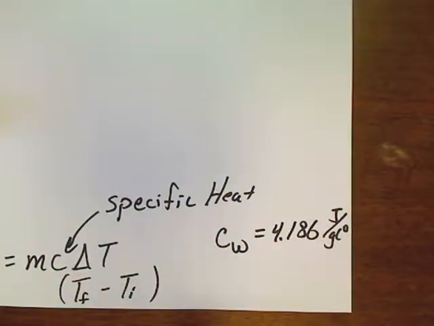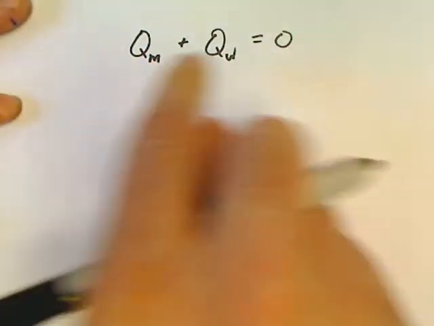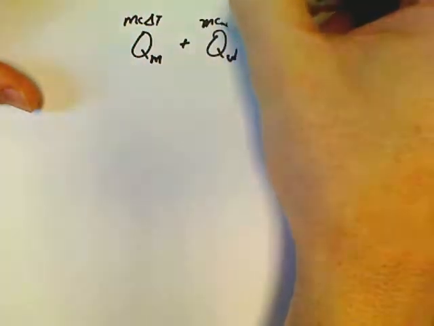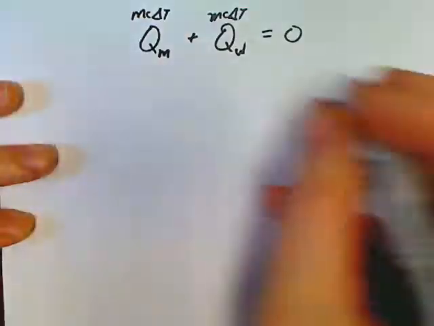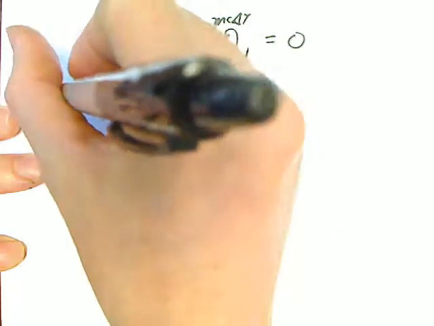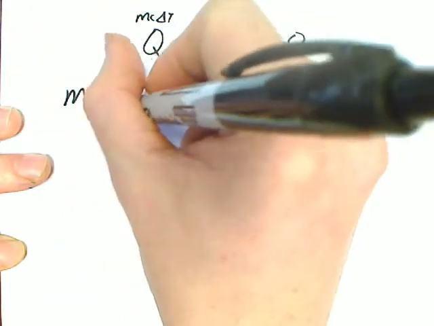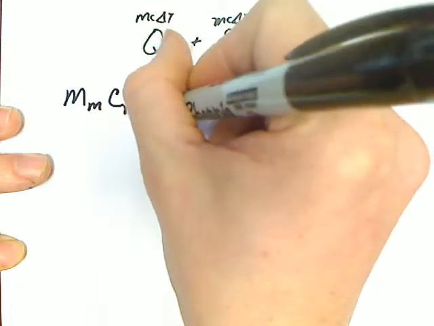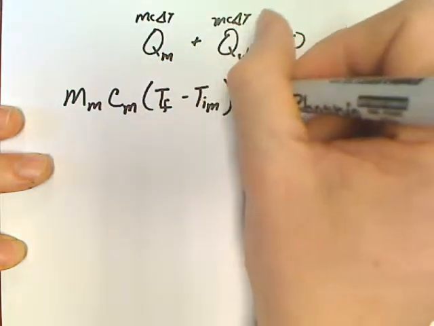So let's go back up here and write out the equation. This is going to be the equation we use to do the entire lab. I'm going to write MC delta T for each one of those two Q's. So I'm going to work it out. This is going to be, and I'm going to use up this whole width of this page here, mass of metal, C of metal, temperature final minus temperature initial of the metal, plus.